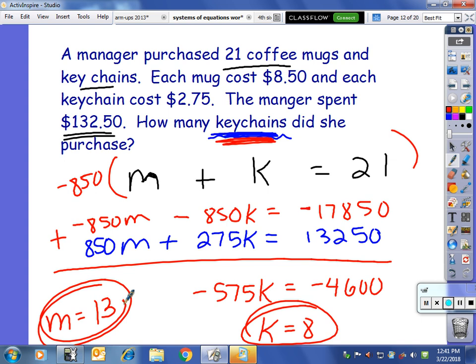Okay, so a lot of kids said you guessed and checked on this, but now that you know how to use systems of equations, you know, guessing and checking is a valid method to solve these. The problem is sometimes they don't ask you to solve them, they just ask you to set up a system of equations. So you have to know how to set up the system at least.